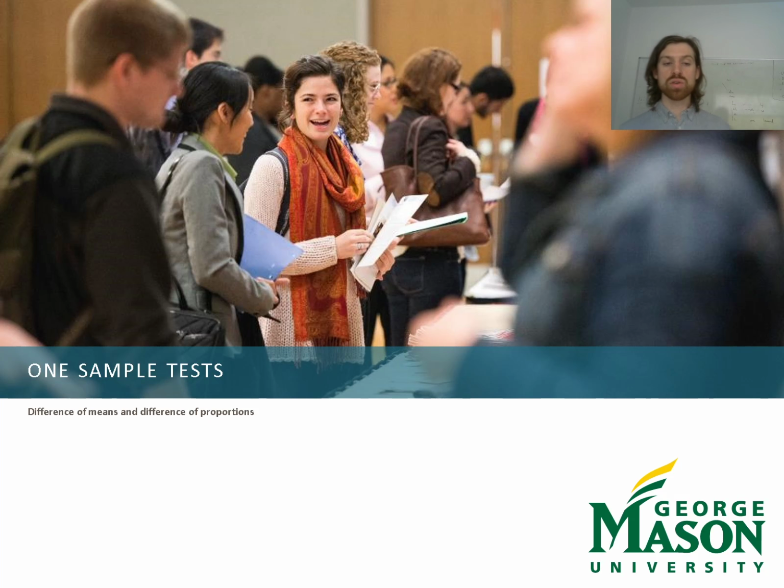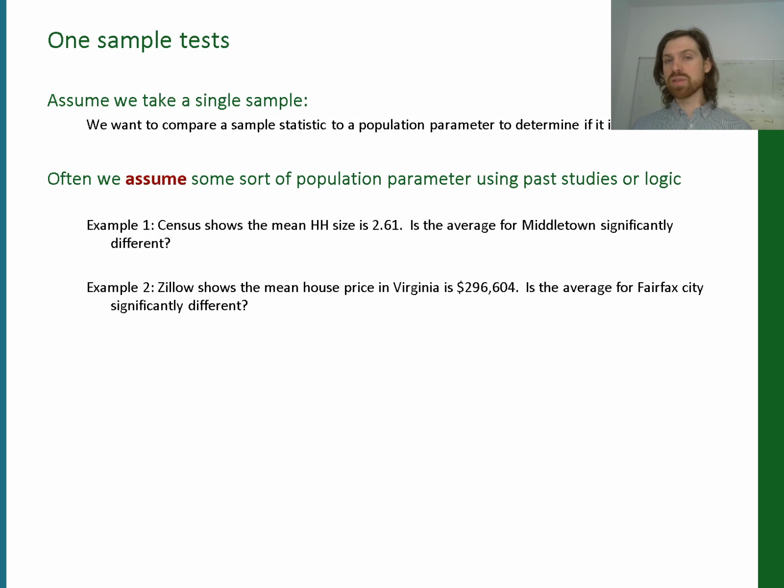So let's focus on just one sample test. So these are essentially some of the easiest tests, because we're just taking a sample and we're getting a single number, and we're just going to crank out the calculations based on the math which I'm going to present, and that's going to give us some test statistics to evaluate. So one sample test, as I said, we assume that we take a single sample. We want to compare the sample statistic to a population parameter to determine if it's similar or different. Often we assume some sort of the population parameter using past studies or logic.